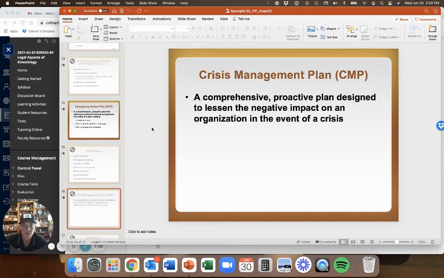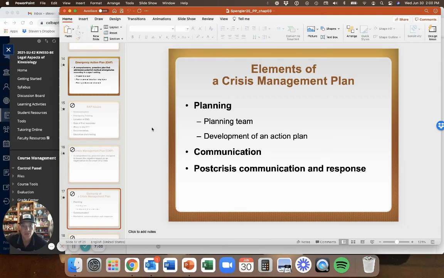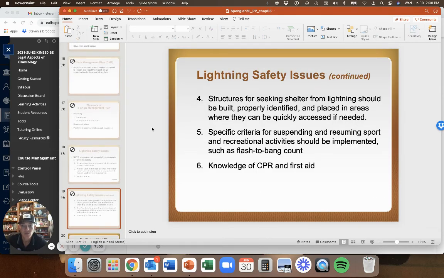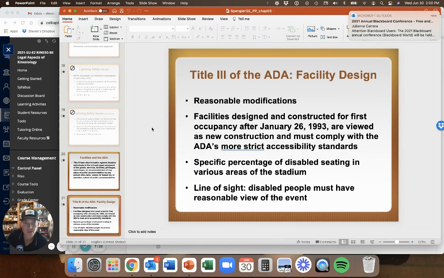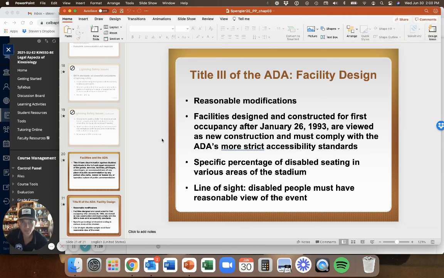So just some good things to look at here: planning, communication. Of course, these are all extra content to look over. Another big thing to focus on in this chapter is the use of ADA. So facilities and ADA. Title III basically states that all disabled individuals need full access to the facility. So making sure that your facility meets ADA requirements is huge. And then the facility design, of course, is very strict to ADA, and you need to make sure that your facility is up to date with those protocols.